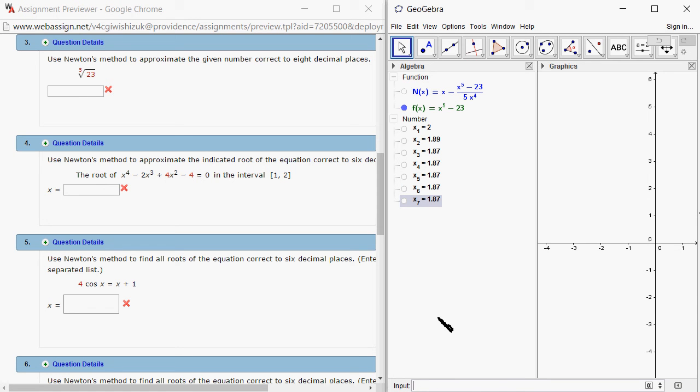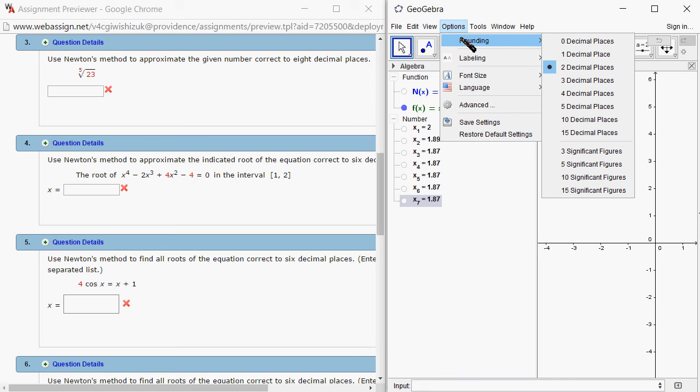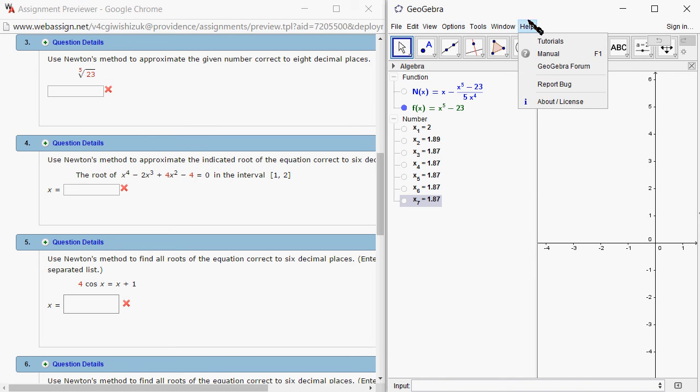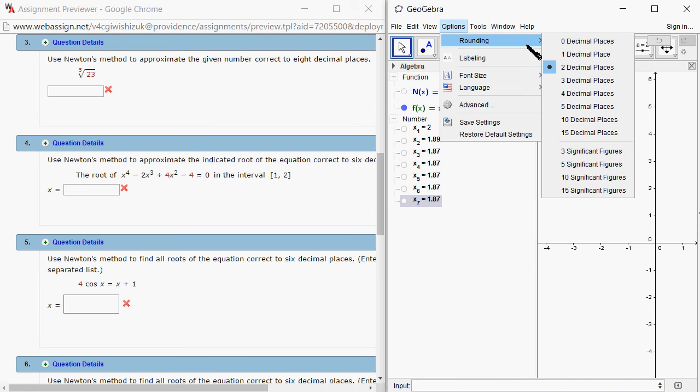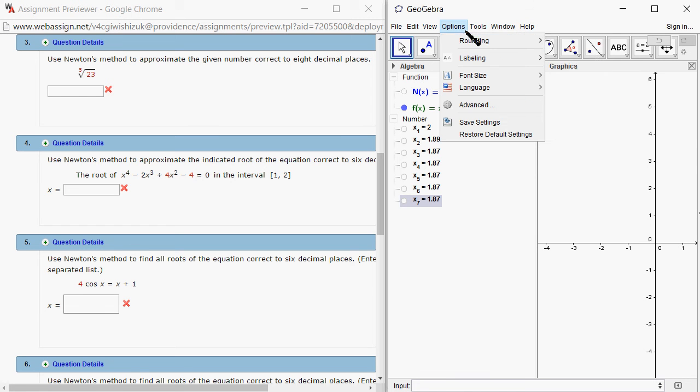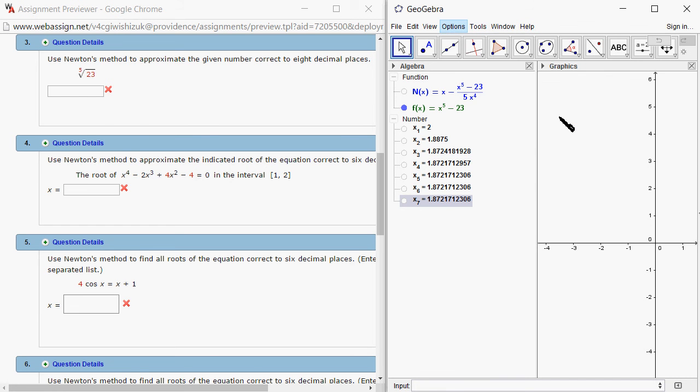Then the number isn't changing anymore, so I'm going to have to change the rounding to 8 decimal places, so we have to see at least 10 here. Let's see, rounding, 10 decimal places. You can see that the number isn't changing, so the value is 1.87217123. So that's the value.